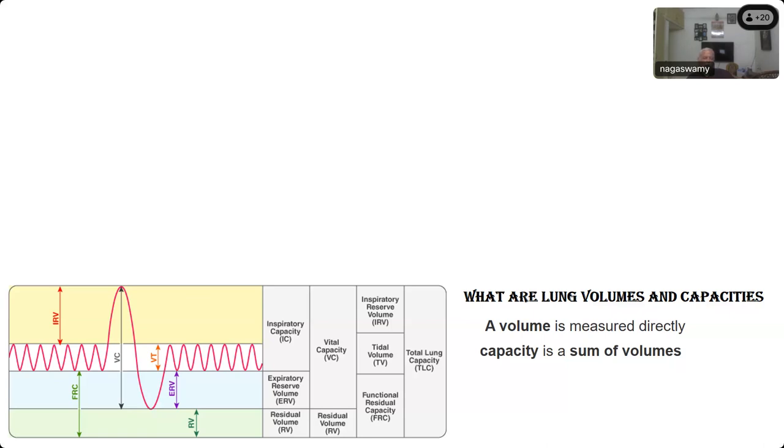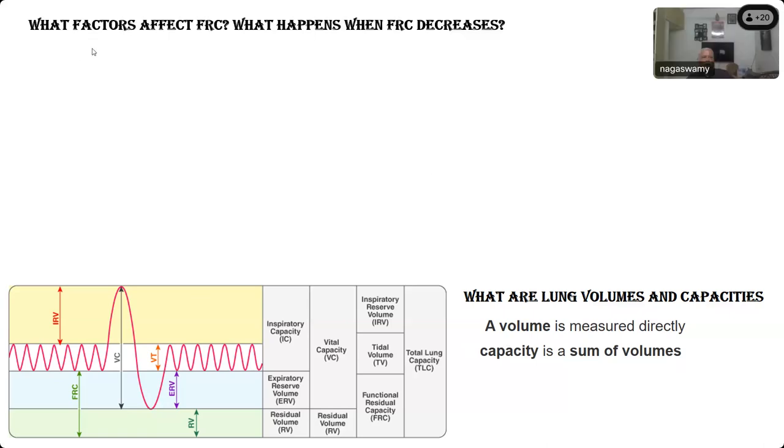So what is the value? Any idea about vital capacity? 3 to 4.1 liters. You must always say it in terms of ml per kg, because it is not the same for every patient, so you must be able to say it in ml per kg. So what factors affect the FRC and what happens when FRC decreases?